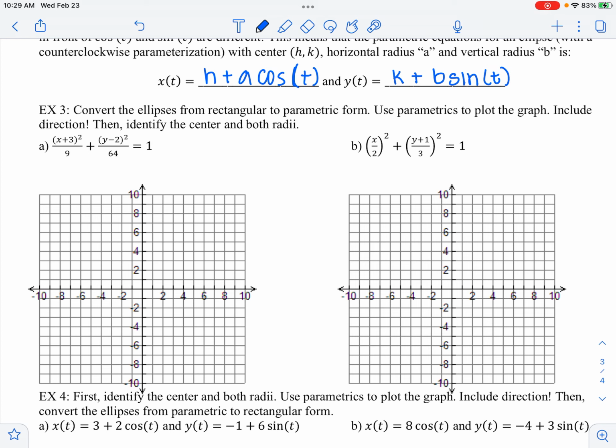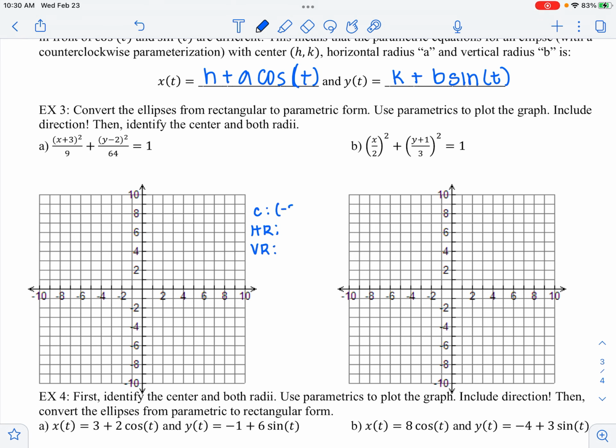All right, so I need my center to graph, and then I need my horizontal radius and my vertical radius. It asked me to write it in parametric form first, but I need my center and my a value and b value to do that, which is all the same thing. So the order really doesn't matter of how you do it. So I'm going to get my center, my horizontal radius, and my vertical radius first.